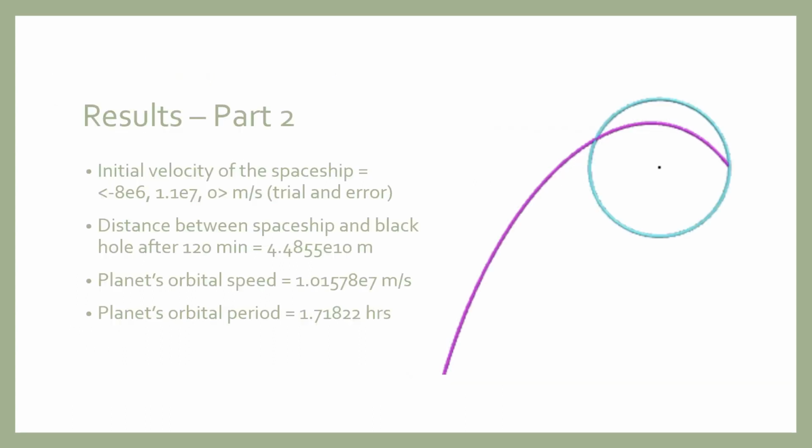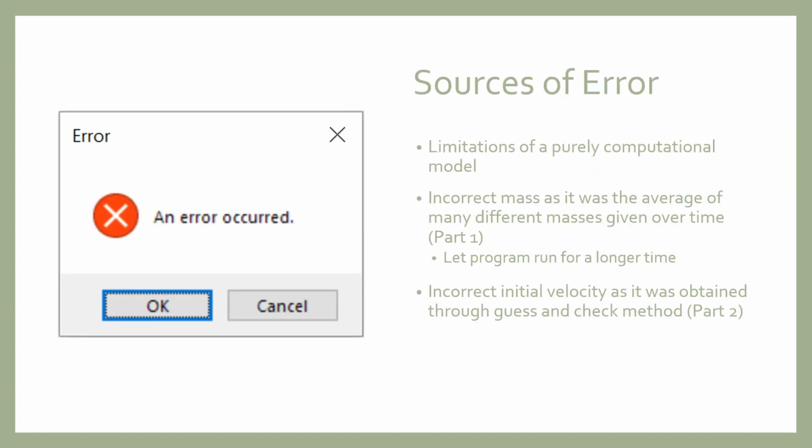The distance between the spaceship and the black hole, as well as the planet's orbital speed and period, were also calculated in the program. A possible source of error for this experiment is the limitation of a purely computational model. Also, for part 1, the mass of the black hole is likely incorrect as it was the average of many different masses given over time. To gain a more accurate black hole mass, we could let the program run for a longer period of time. For part 2, the initial velocity obtained is likely incorrect or suboptimal as it was obtained through guess and check.